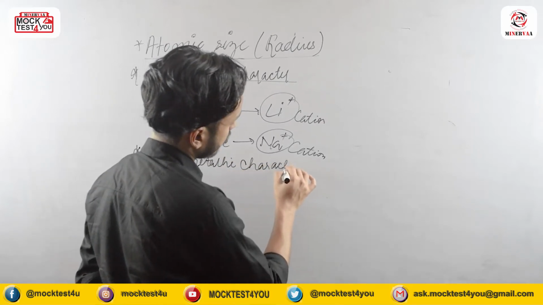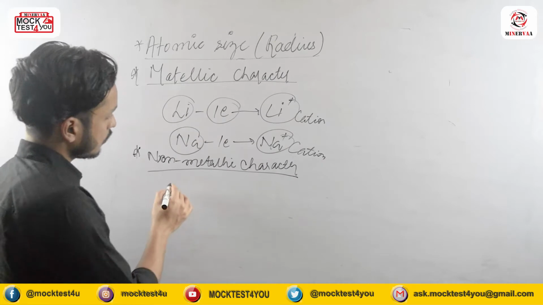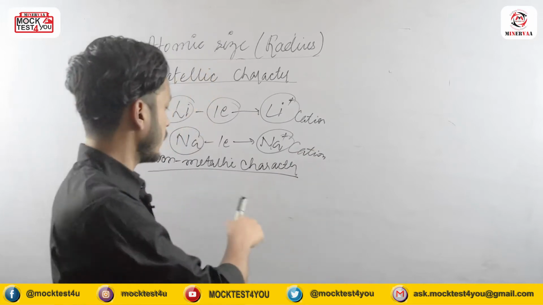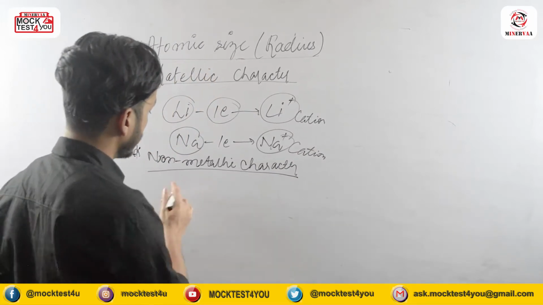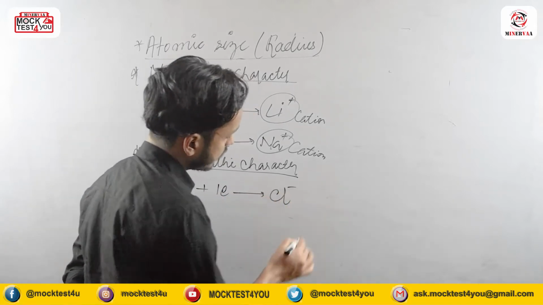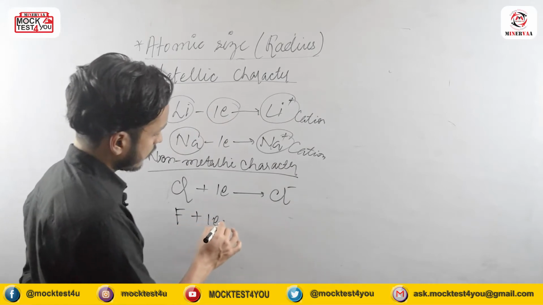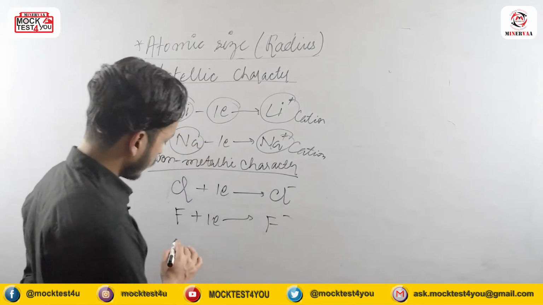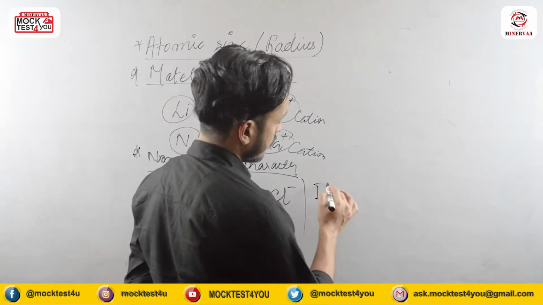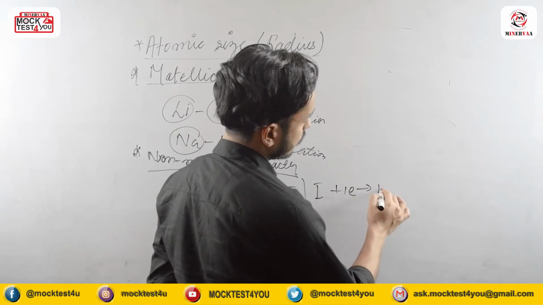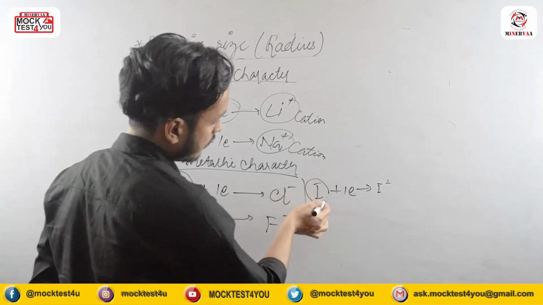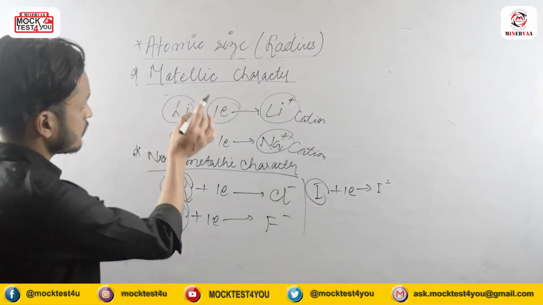Now next, when we talk about non-metallic character or non-metals, non-metals are those which have 5, 6, 7 or 8 electrons in their outermost shell, and they have a tendency to gain electrons. The best example is chlorine. If it gains one electron, it converts into Cl minus. Fluorine, if it gains one electron, converts into F minus. Iodine has a tendency to take one electron and converts into I negative. As you can see, these are all non-metals. I hope you have understood metallic character and non-metallic character.